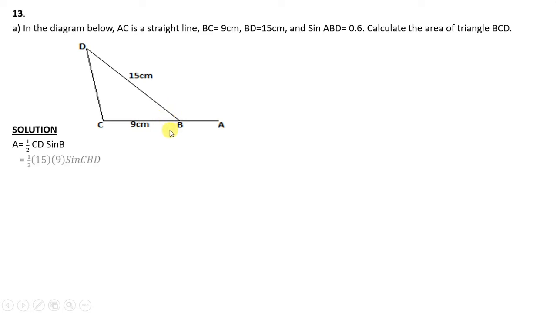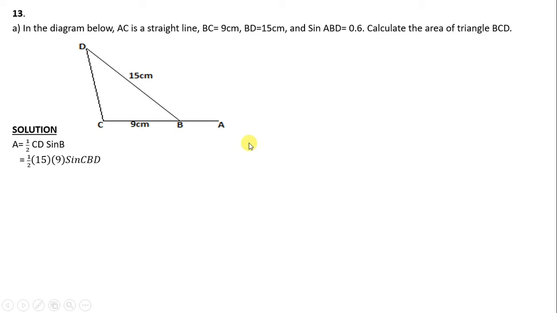So we are going to start substituting. We are saying half, C is 15. C is the length opposite the angle C. So we have this 15, and then D is that one opposite the angle D. So we have C, which is 15, D is 9, sine CBD is that one given there.